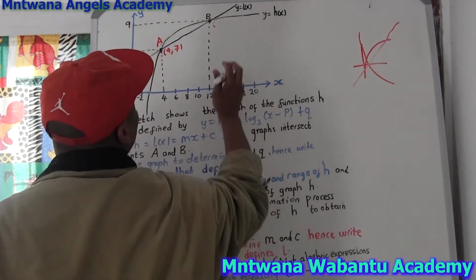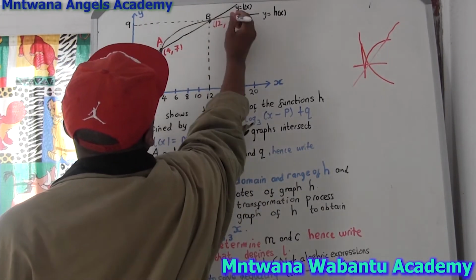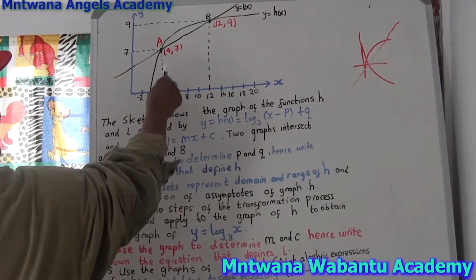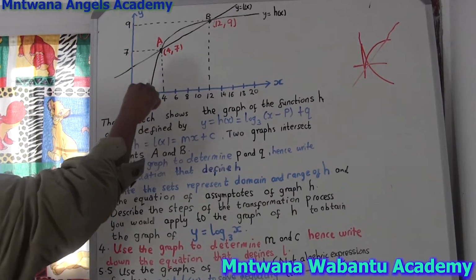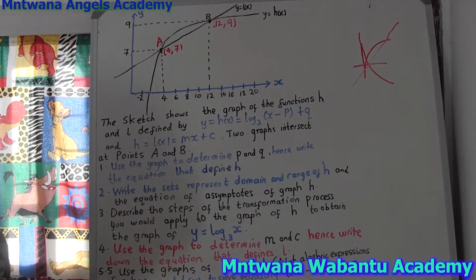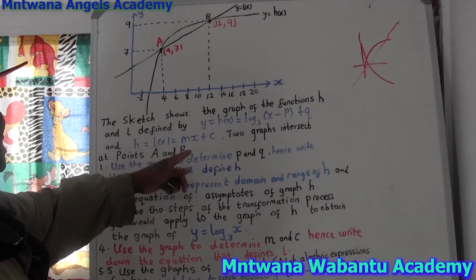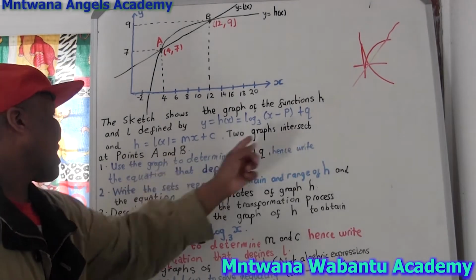Same here. The value of B is 12, and this is equal to 9. So I can take coordinate A and substitute in either of the two. What do they want now? They say find the points A and B, where these graphs intersect.